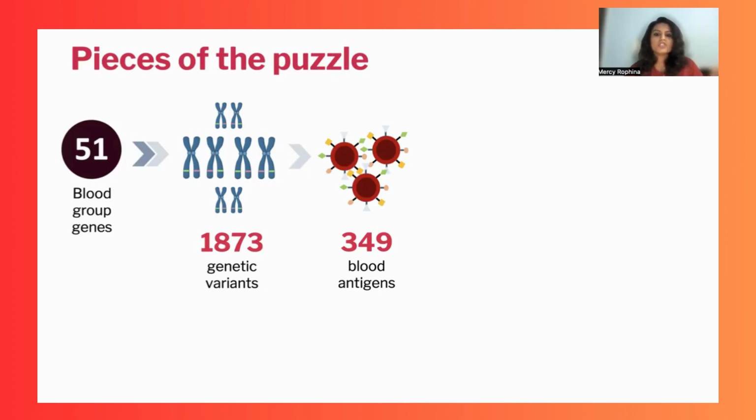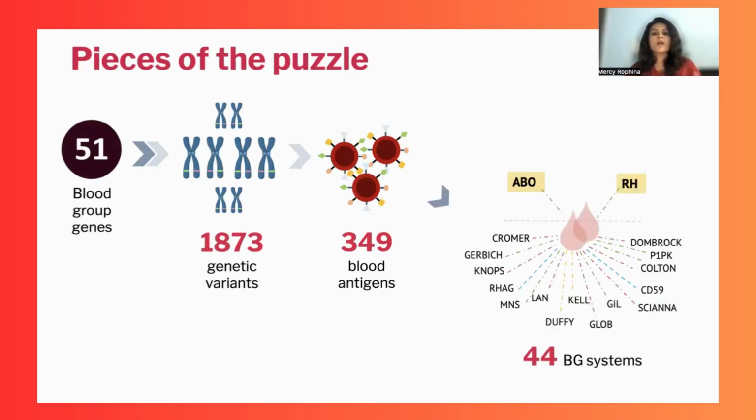And based on which gene regulates and which gene carries these genetic variations, they are systematically categorized into something called blood group systems. And today we have a total of 44 blood group systems, which corresponds to a total of about 634 blood phenotypes. So this is the complete bigger picture of the blood group antigens which are expressed on the human RBCs.